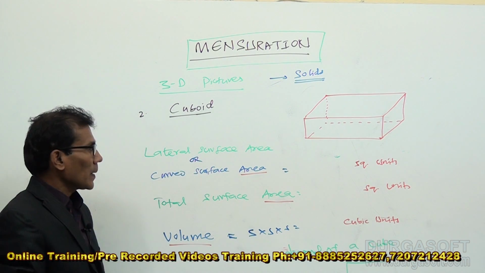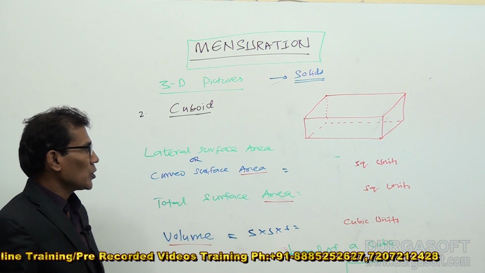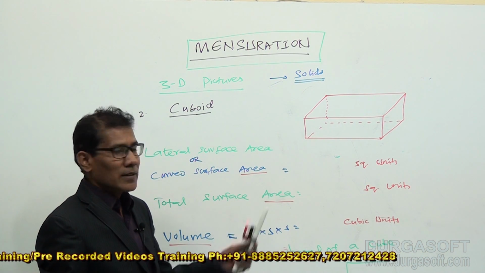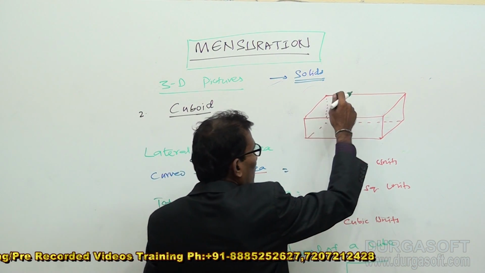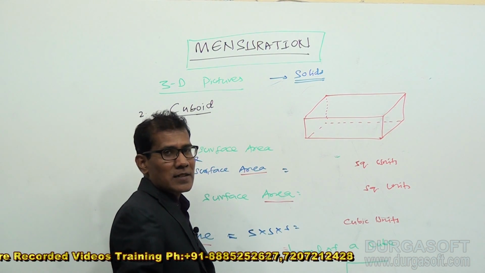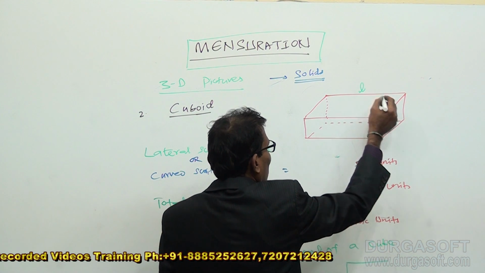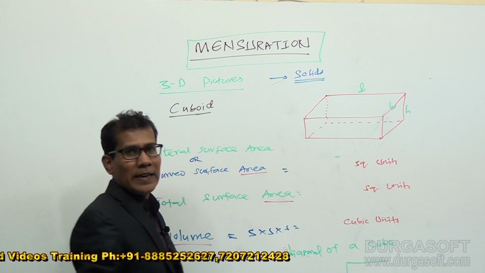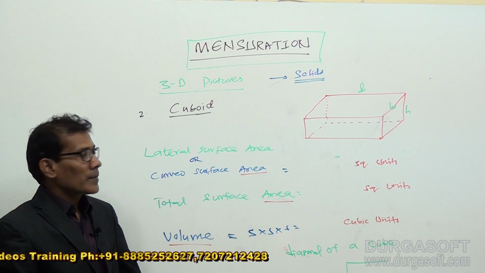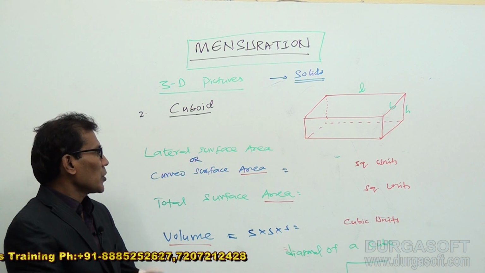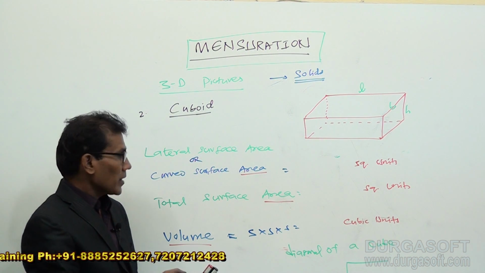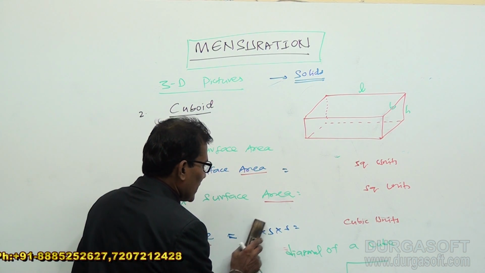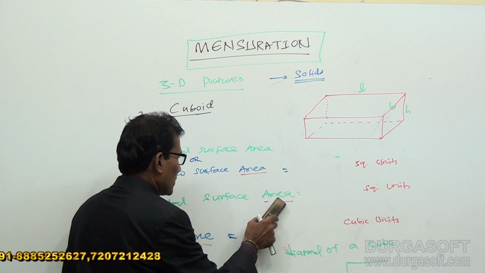This is a cuboid. What is the difference between a cuboid and a cube? In a cube, all the edges have equal measures, but here they are different. Out of these three different edges, one we take as length, one as breadth, and the other as height. So we call them length, breadth and height. There are three different measures of a cuboid. Now for any three-dimensional figure, we need to know the areas and the volumes.